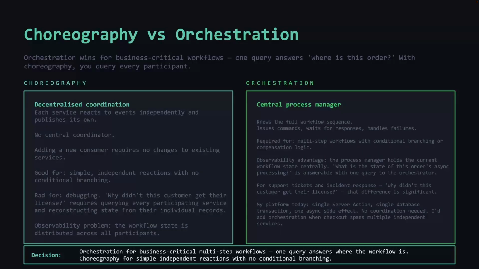What is the state of this order's async processing? Is answerable with one query to the orchestrator. For support tickets and incident responses, why didn't the customer get their license? That difference is significant. My platform today: simple server action, single database transaction, one async side effect, no coordination needed. I'd add orchestration when checkout spans multiple idempotent services with their own failure modes.